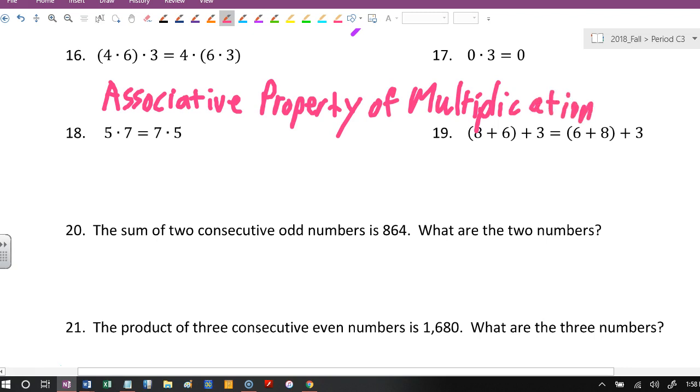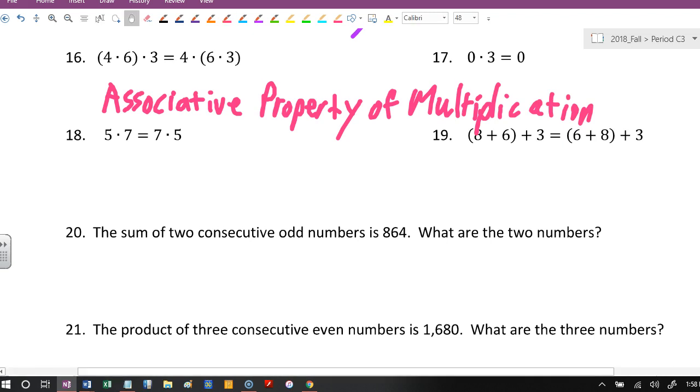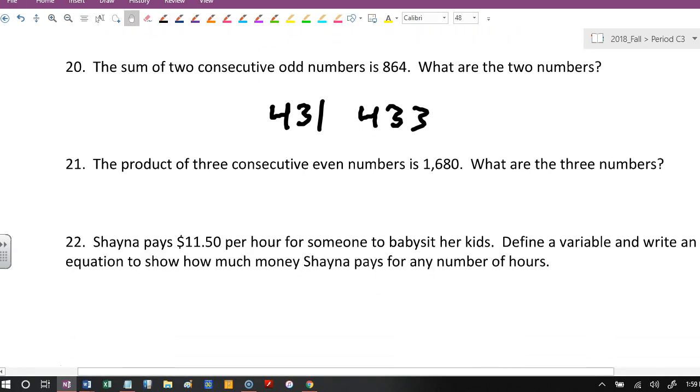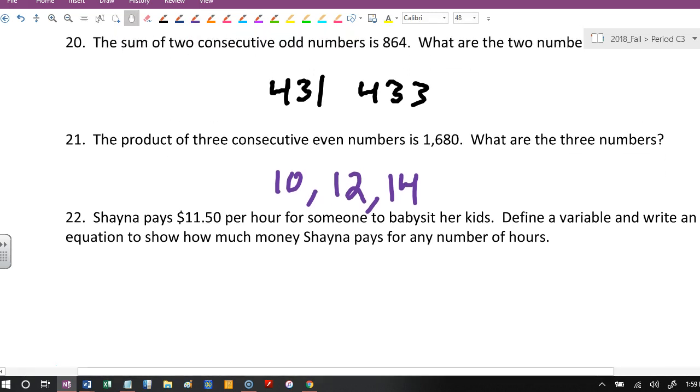Moving on. So number 20, we were problem solving those, and we found out that if we guess and check, we can finally get to the right answer. What were the answers for number 20? 431 and 433. Awesome blossom. What about number 21? 10, 12, and 14. You are correct. Very good, sir.